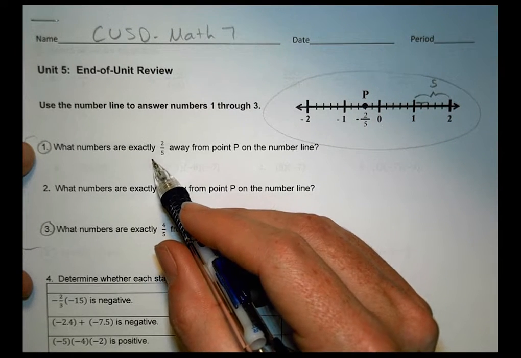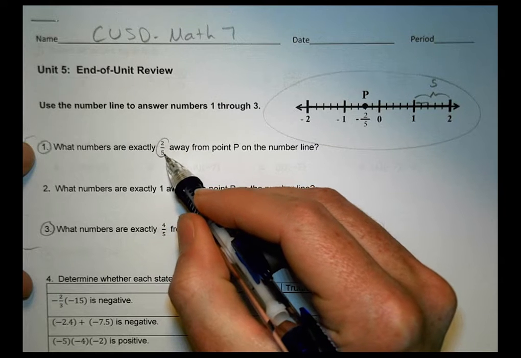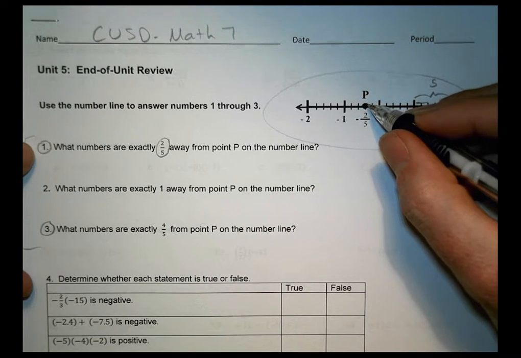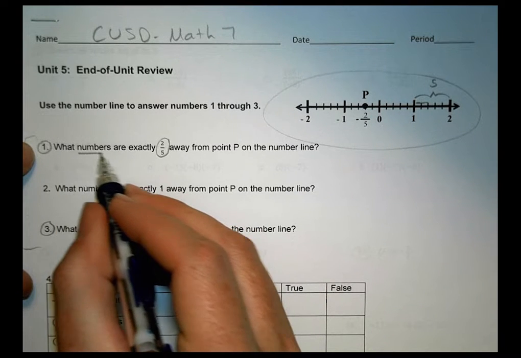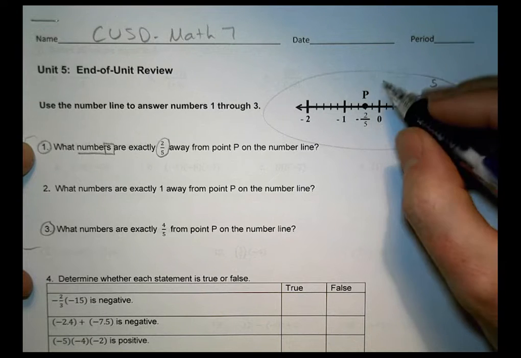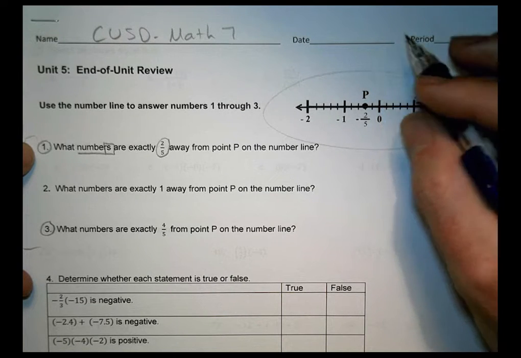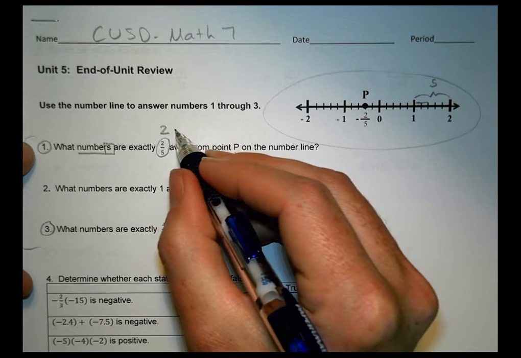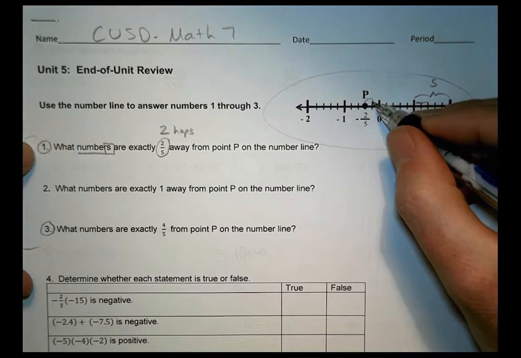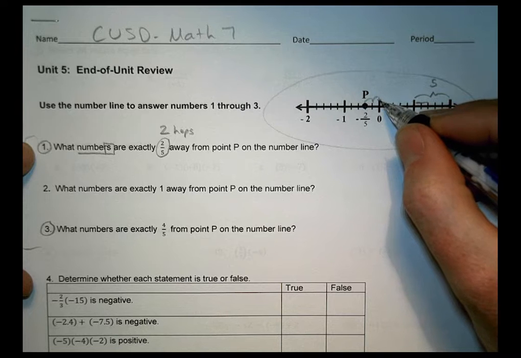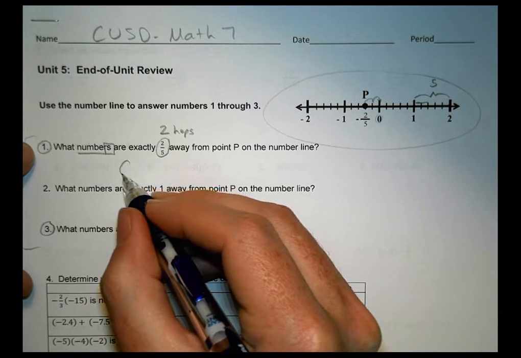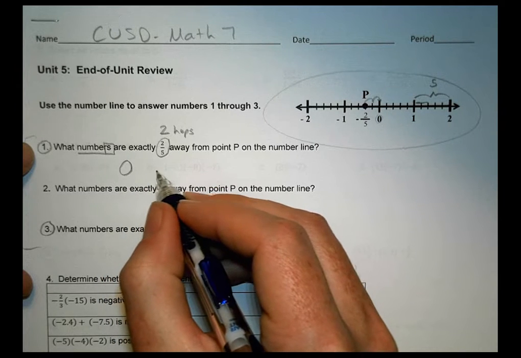Number 1 says, what numbers are exactly 2/5 away from point P on the number line? So here's point P, and notice it says numbers, which means there's probably going to be more than one, because we can go in either direction. If I go 2/5, I'm going to go 2 hops. I go 1, 2 for the first one, and where do I end up? I end up at 0. So 0 is 2/5 away from P.